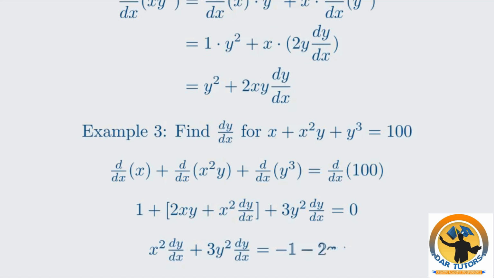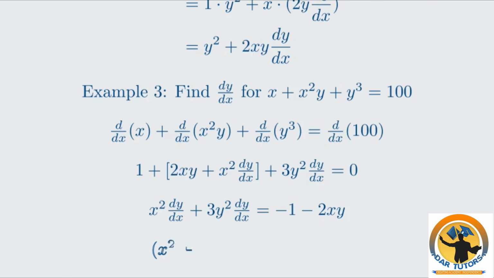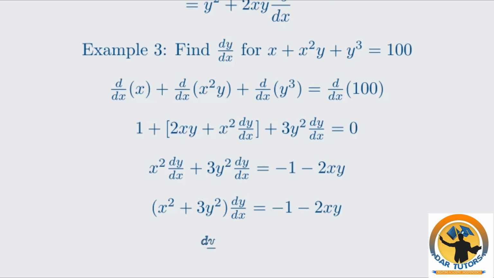Next, we group all terms containing dy/dx on one side and all other terms on the other side. This gives us x squared plus 3y squared, all times dy/dx, equals negative 1 minus 2xy. Finally, we solve for dy/dx by dividing. The derivative is negative 1 minus 2xy, all over x squared plus 3y squared.